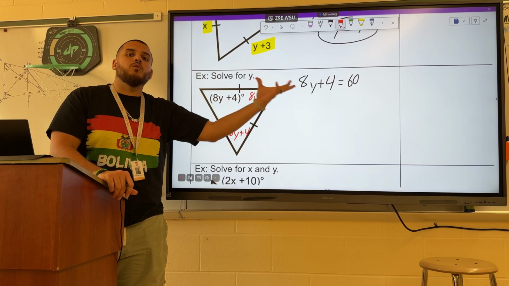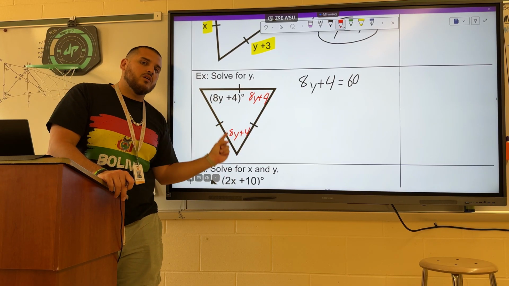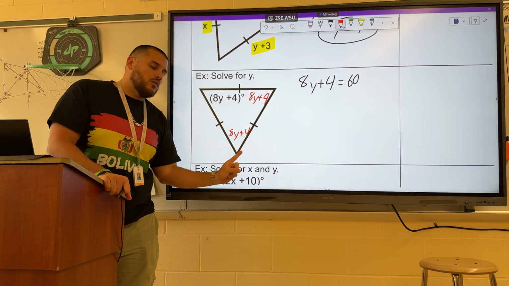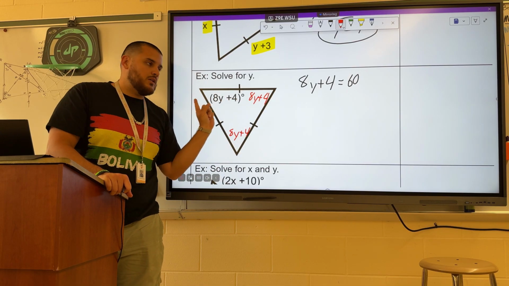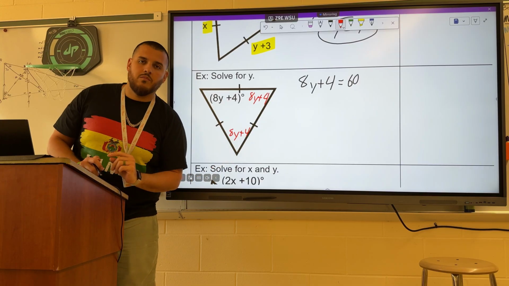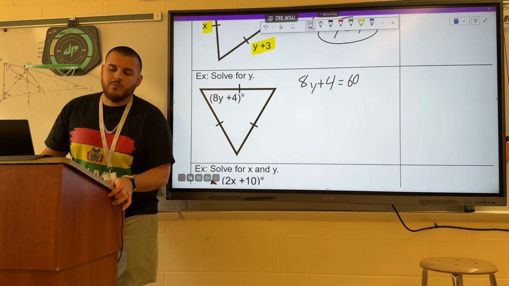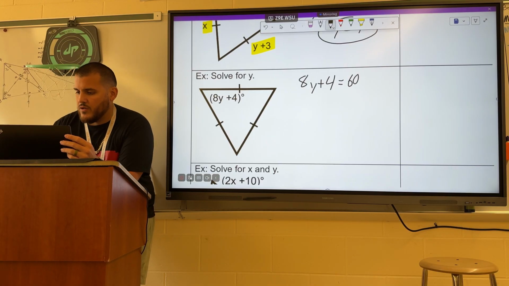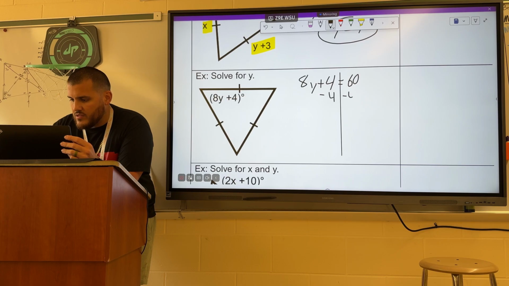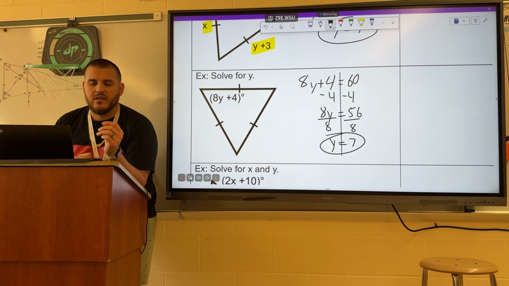This is a lot more simple if you can memorize: if all the angles are congruent in a triangle, each angle has to be 60, because 60 plus 60 plus 60 will give me that 180 degrees. All right, so that's a lot easier of an algebra problem to solve. 8y plus 4 equals 60. We can subtract that 4 from both sides to get 8y equals 56, and then divide both sides by 8 to get y equals 7.